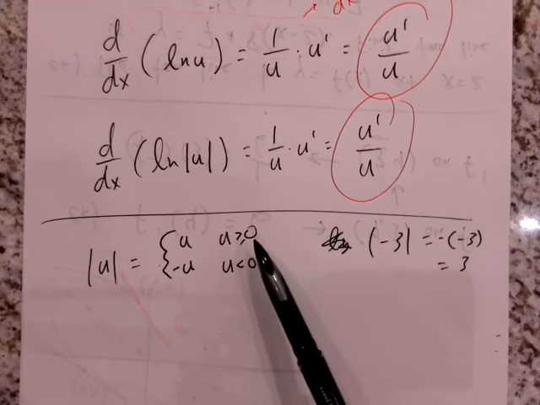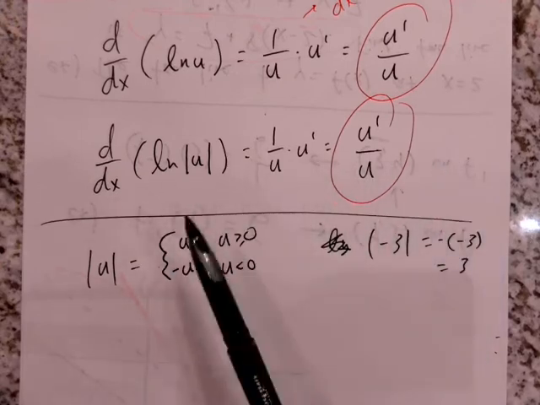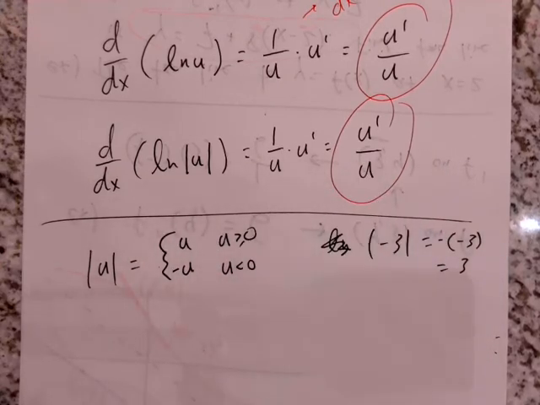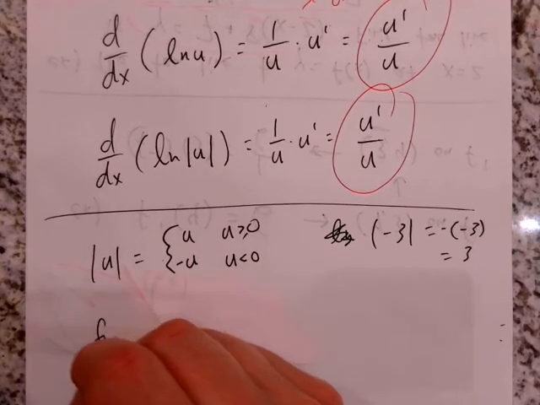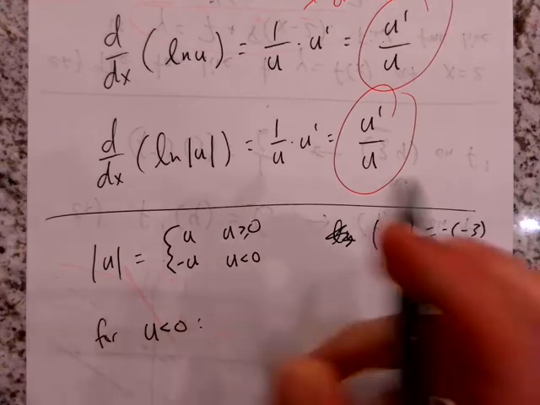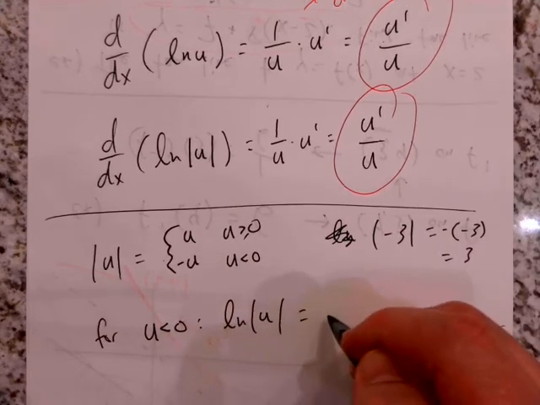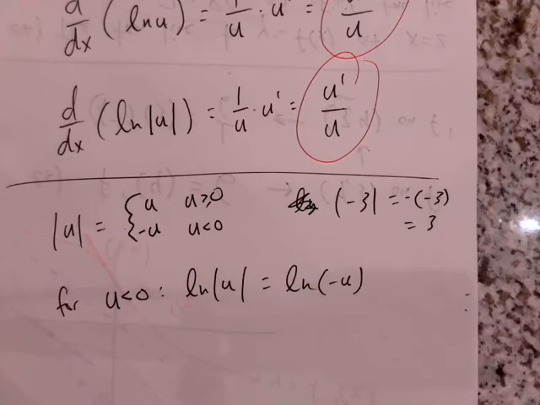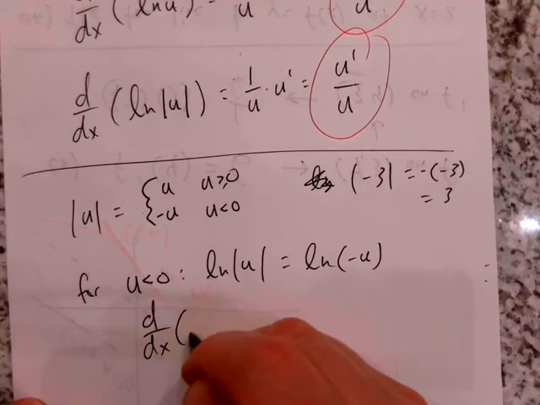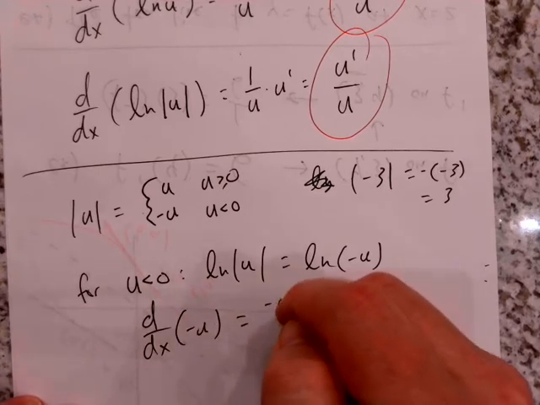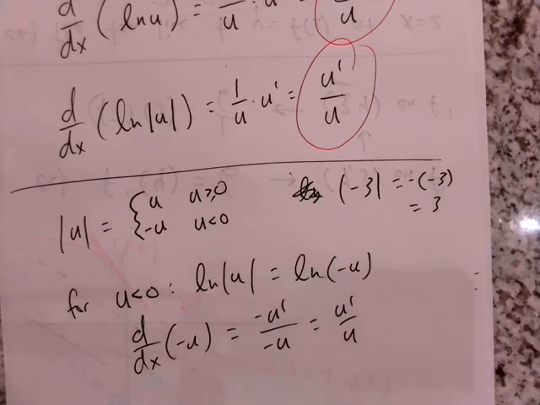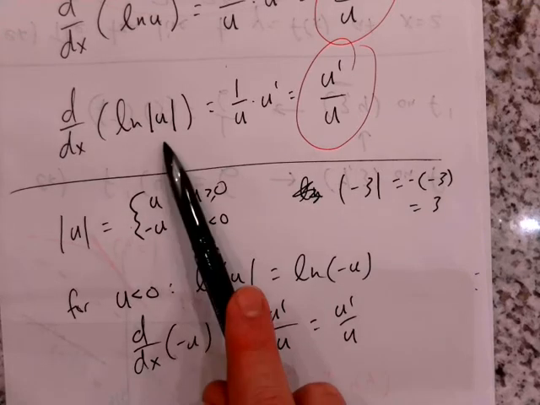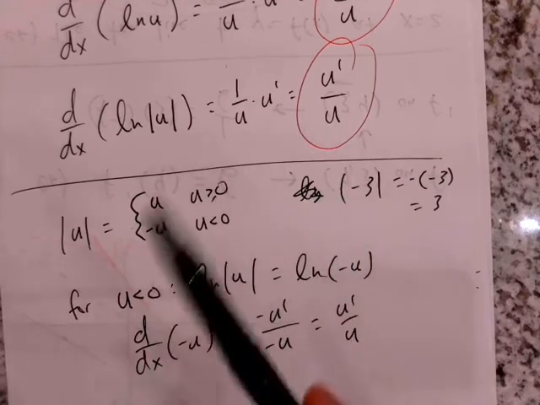So, if u is positive, this comes quickly. If u is positive, you can disregard the absolute value and it gives you the exact same thing. But if u is negative, let's first say this: for u that is negative, log of absolute value of u equals log of negative u, because since u is negative, putting a negative sign in front of it makes it positive. And then when you differentiate, the derivative of negative u is negative u prime, over the inside function, negative u, and those two negatives just cancel out. So it doesn't matter if the inside value there is positive or negative. Either way, you get the same result.